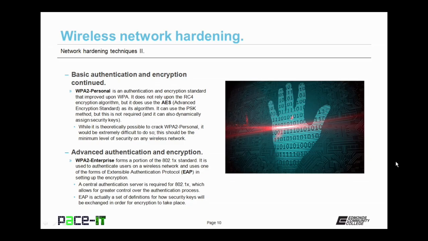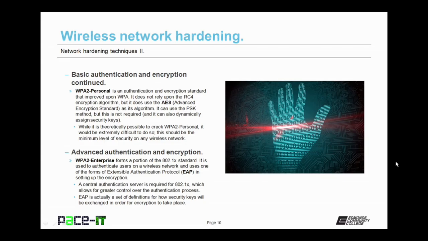Better than WPA is WPA2 Personal, Wi-Fi Protected Access 2 Personal. It's an authentication and encryption standard that improved upon WPA. It does not rely upon the weak RC4 encryption algorithm, but it does use AES as its algorithm. That's Advanced Encryption Standard. It can also use the PSK method, but this is not required, as WPA2 Personal can also dynamically assign security keys. While it's theoretically possible to crack WPA2 Personal, it would be extremely difficult to do so. So this should be the minimum level of security on any wireless network.